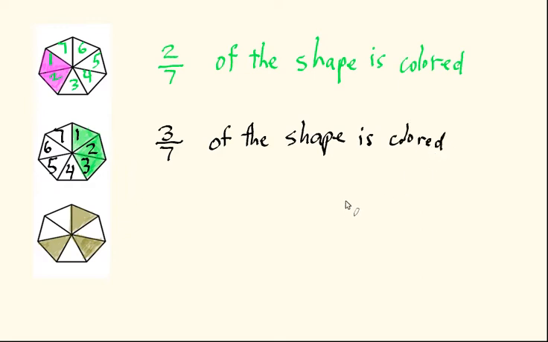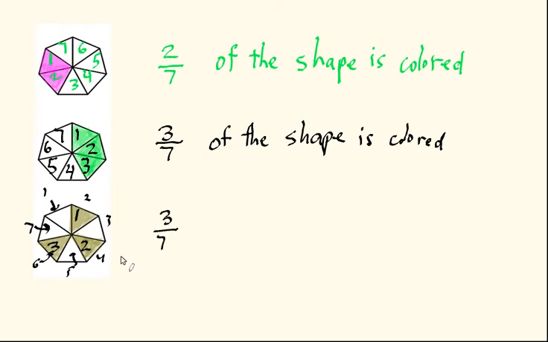Now let's look at this final one. What you'll notice here is, what's colored? This one's colored, and 2. These are the 3 colored pieces. How many pieces are there total? Let's say this is 1, 2, 3, 4, 5, 6. There are 7 triangles here, of which 3 are colored. So again, it's actually 3/7.